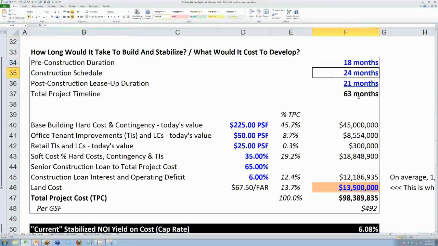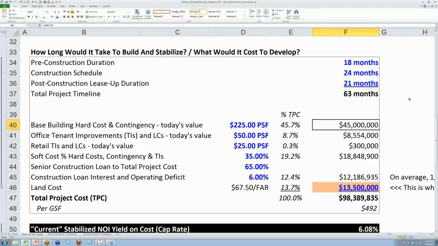So we can make inputs here for pre-construction duration, how long it would take to construct, and then how long we think it will take to lease up. And we add those three together, and this just gives us an idea, roughly speaking. Okay, this is going to take us roughly 5 years from start to finish. That's a long time. And we can also use that passage of time to escalate our rents and our costs if we would like, which we'll show you in a second.